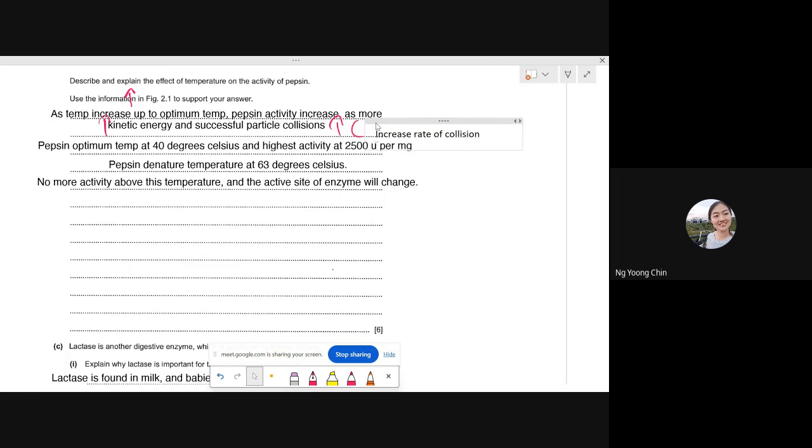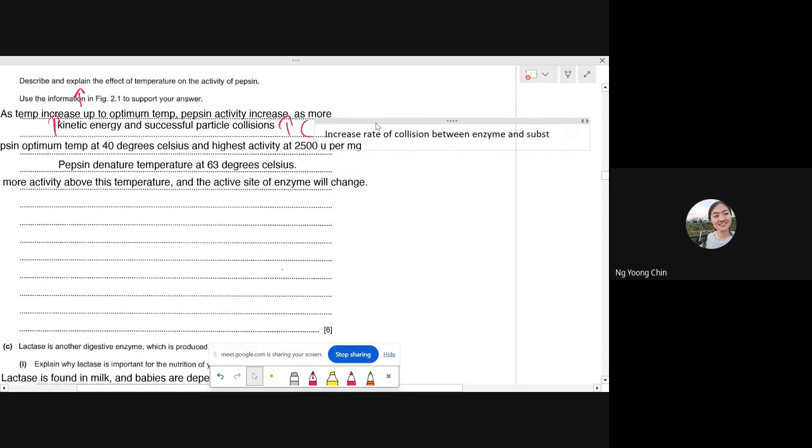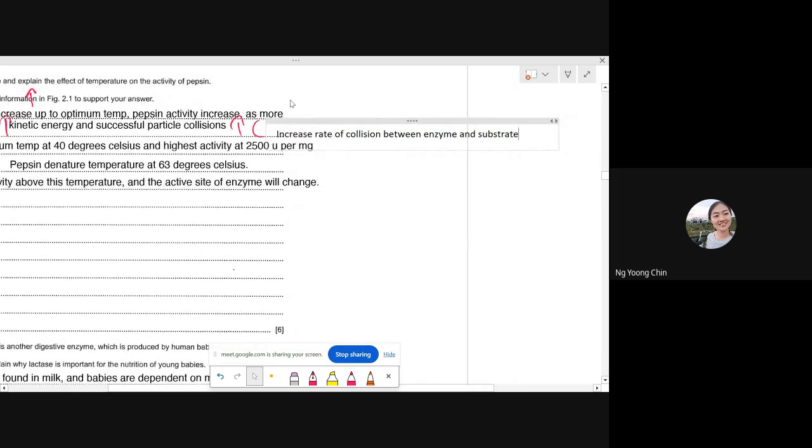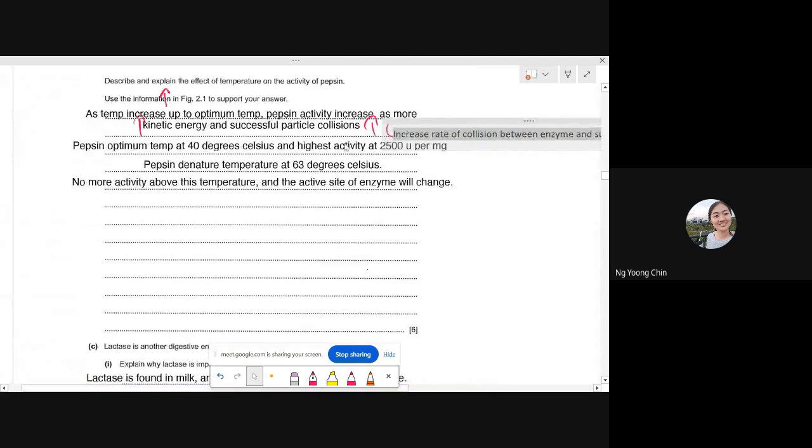Collision between enzyme and substrate. It will be more specific. This one. Because whenever I look at your answer, I'm thinking like an examiner. Okay, what does it mean? Which one do you refer to? So your answer must be very, very specific.